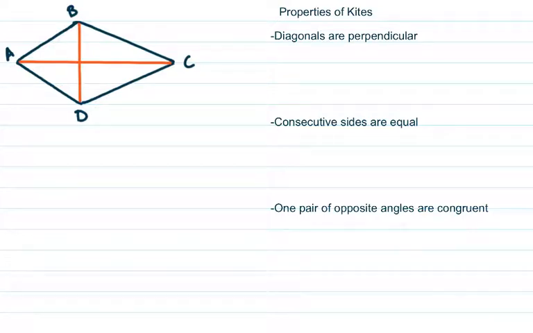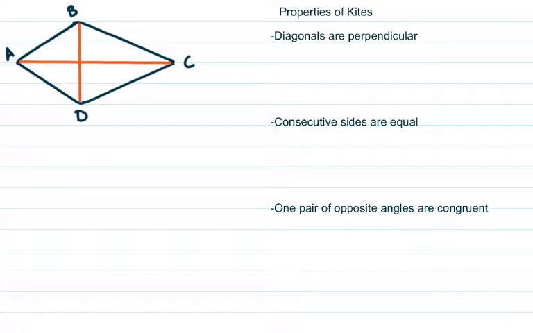Obviously, they're shaped like kites that you fly in the air, but they have a couple of different unique properties that are different from parallelograms, that are different from squares and rectangles and rhombuses and those things that we learned about before. Okay, so the first one is that the diagonals in the kites are perpendicular.